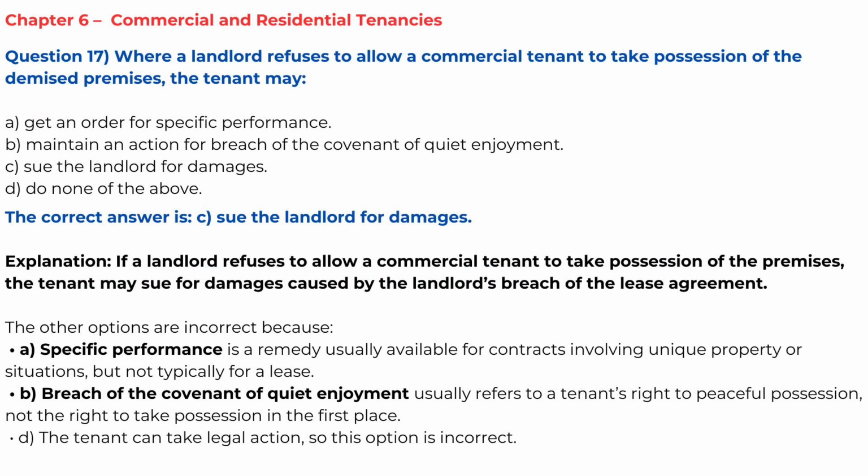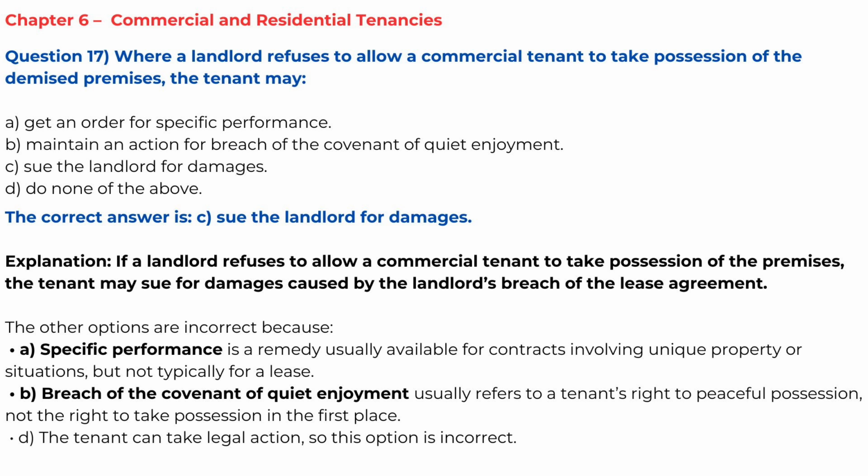Question 17. Where a landlord refuses to allow a commercial tenant to take possession of the demised premises, the tenant may. The correct answer is C. Sue the landlord for damages. Explanation: if a landlord refuses to allow a commercial tenant to take possession of the premises, the tenant may sue for damages caused by the landlord's breach of the lease agreement.